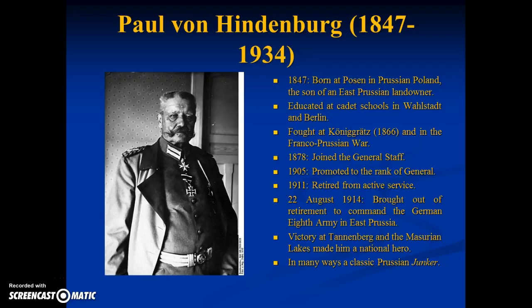Hindenburg takes over. He was a classic Junker. He becomes, as we'll see later on, or you should know, the president in the 1920s and 1930s. As you can see there, he was elderly even at this stage, but he was seen as a great hero because of his victories in the east at Tannenberg and the Masurian Lakes.